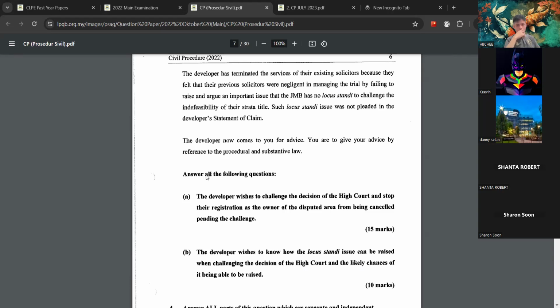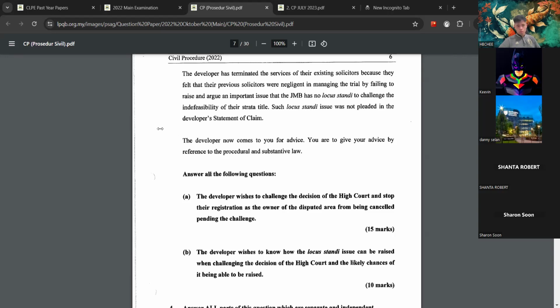Actually, looking at the question is quite difficult, right? But the answer, I'm scared I might have simplified it. Because you see, the keyword is here already. The local standard issue was not pleaded in the statement of claim. So now it is purely based on fresh evidence in an appeal. Your Ladd and Marshall case comes out again.